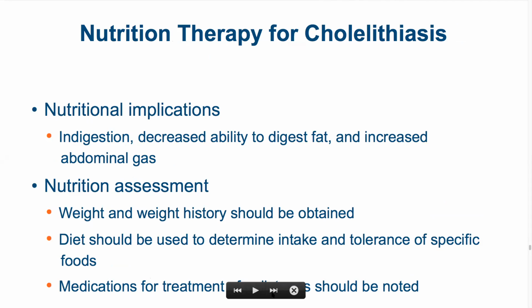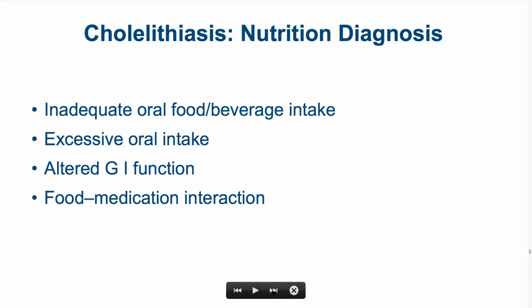Nutrition assessment: you want to check weight and weight history. Diet history should be used to determine intake and tolerance of specific foods. Medication for treatment of gallstones should be noted. Cholecystitis nutrition diagnosis: inadequate oral or beverage intake, excessive oral intake, altered GI function, food and medicine interaction.